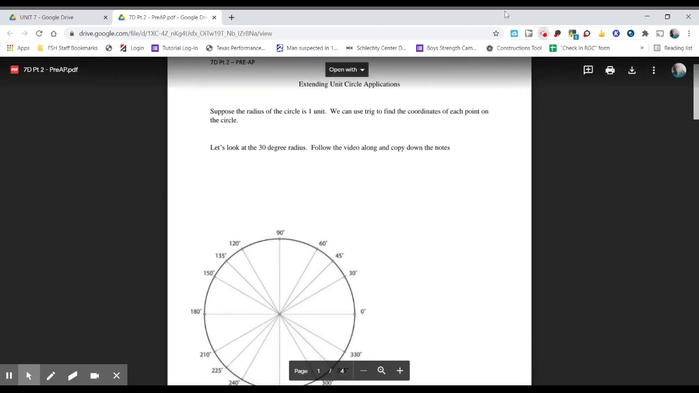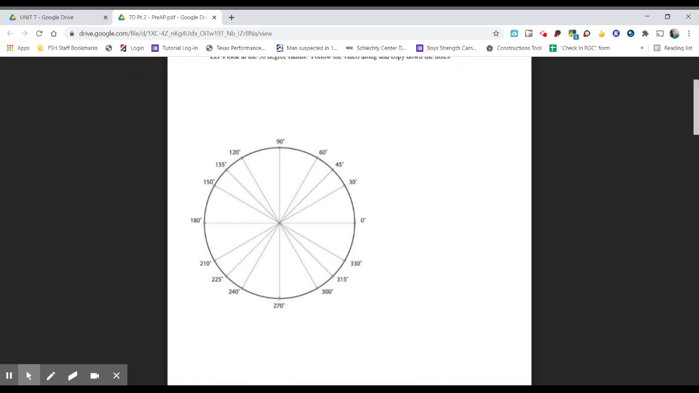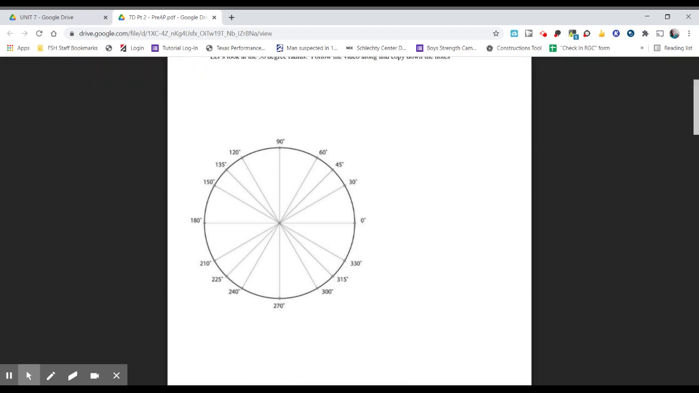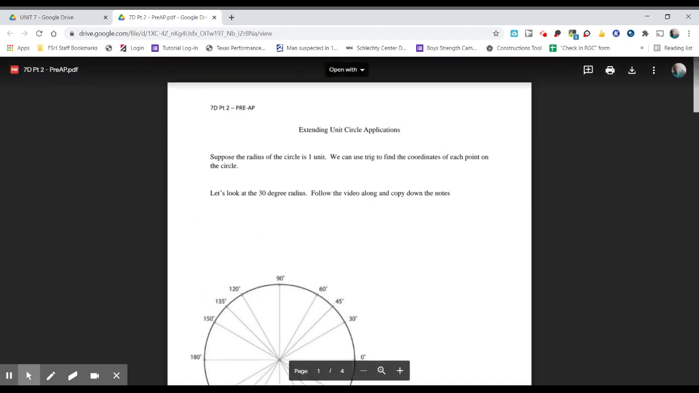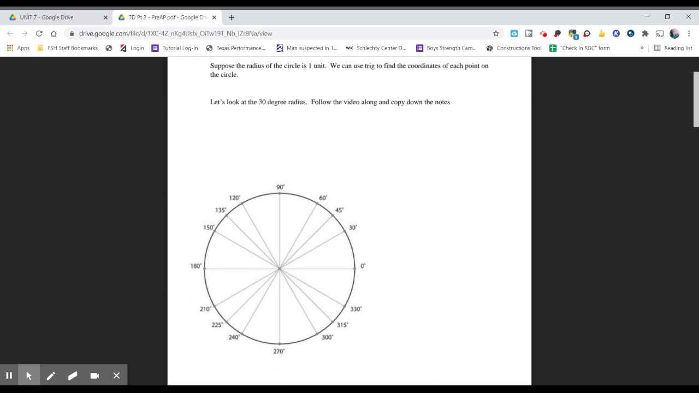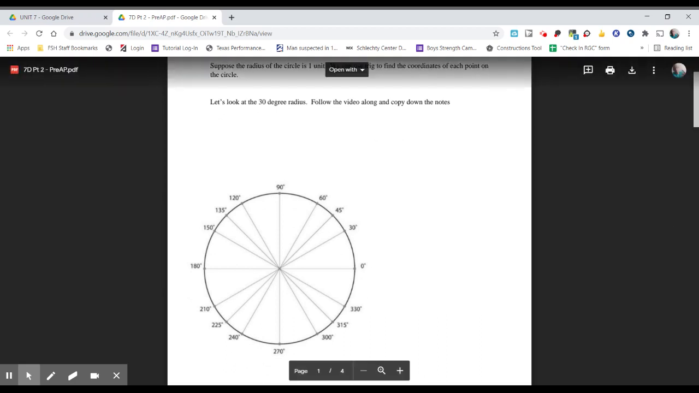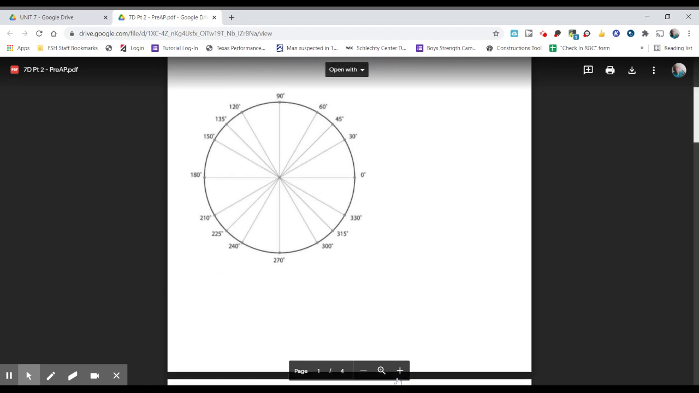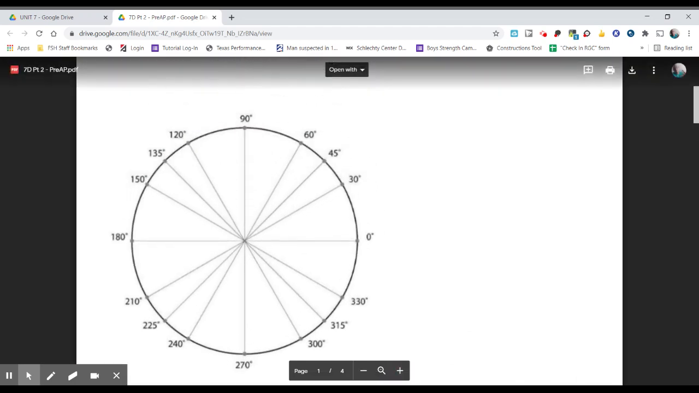Okay, so let's see. All right. So let's suppose the radius of the circle is 1 unit. So like we have our unit circle here, and let's suppose the radius is 1 unit. So all these line segments here are 1 unit long. All right. What we can do is we can use some trig to find the coordinates of each point on the circle. Okay. Now I want to see how we sort of do this here. Okay. So we're going to look at the 30-degree radius and sort of follow along here. All right, to find the coordinates of these points.